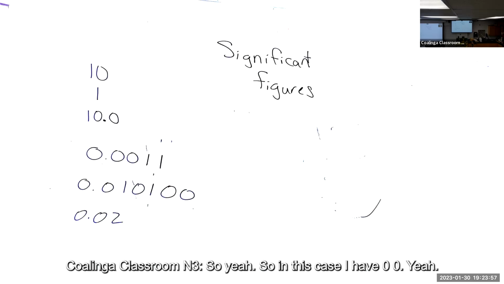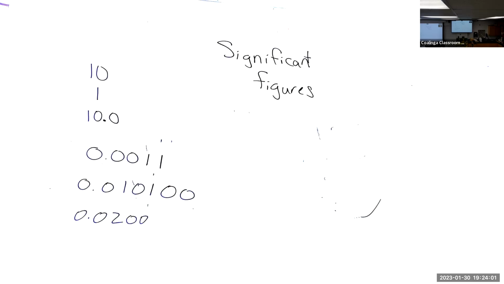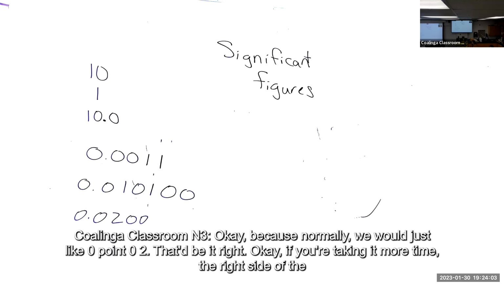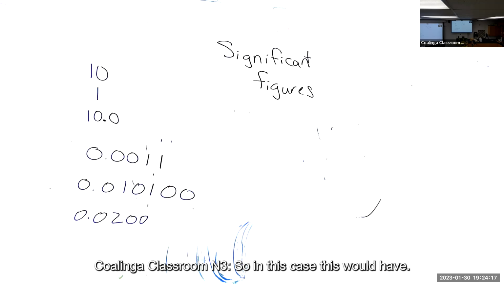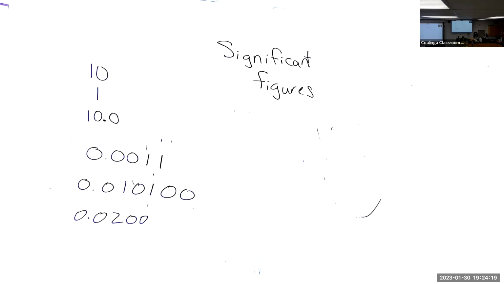So in this case, if I had 0.020, then these become significant, because we're taking extra time to write them, right? Because normally we would just write 0.02, and that would be it, right? If you're taking more time to write those other zeros out, that means they're going to be important. So in this case, this would have how many significant figures? 3. Are you with me so far?